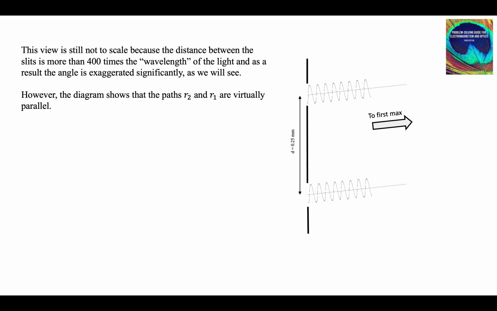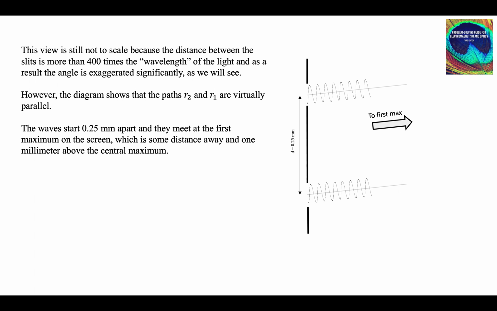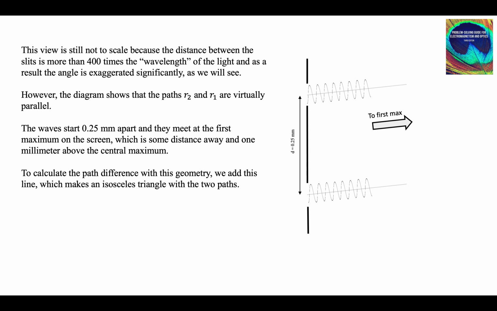The diagram does show that the paths are parallel, virtually parallel. The waves start 1/4 millimeter apart. They meet at the first maximum, 1 millimeter above on the screen at some distance away, which we're going to calculate. To calculate the path difference with this geometry, we're going to add a line.